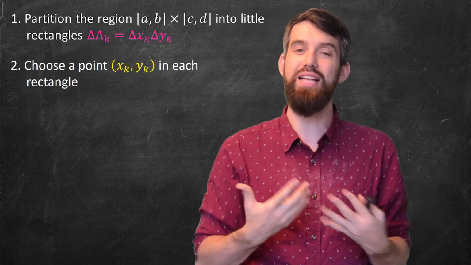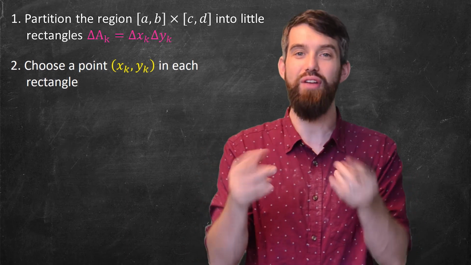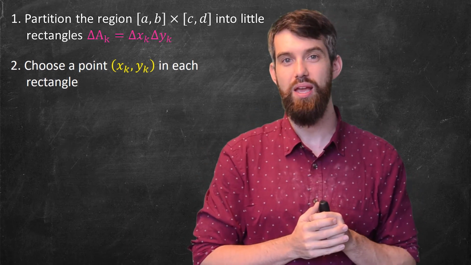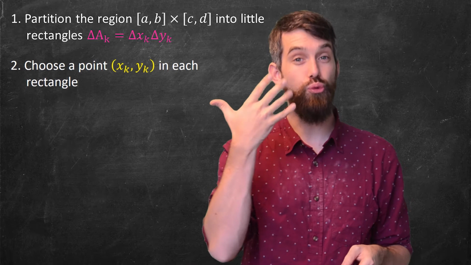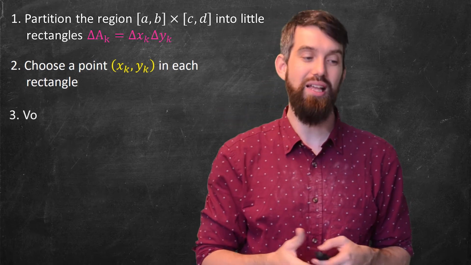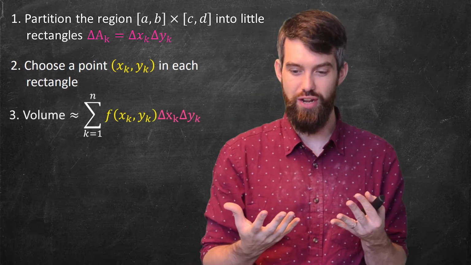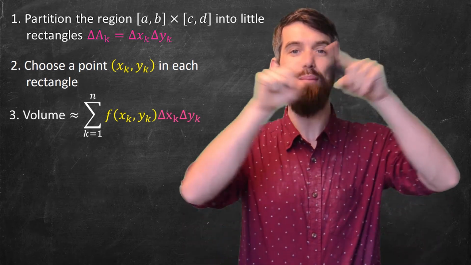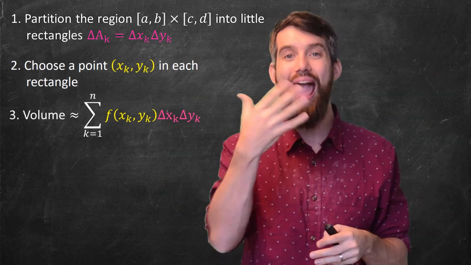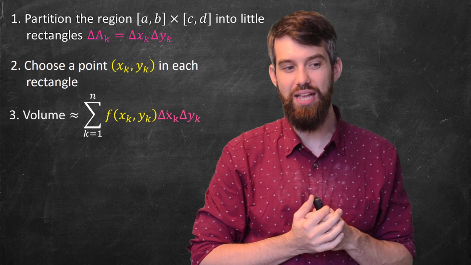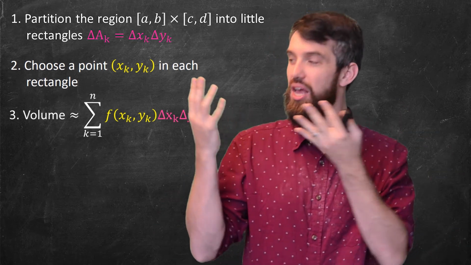So I'm going to choose an xk, yk inside of each of my little rectangles. Then, if I want to approximate the volumes, this is not exactly the answer, but if I'm going to do an approximation, if my partition of that big rectangular region into n different small little rectangles, then I will take the sum. That's what this notation means.